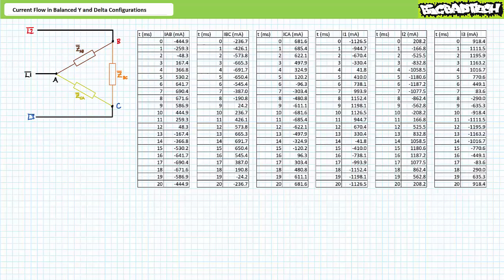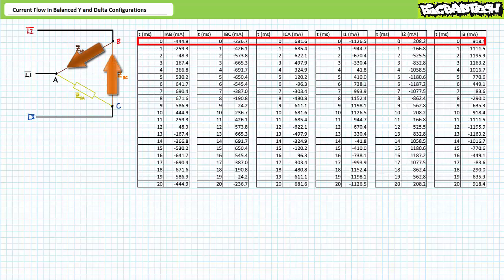Let's take a close look at a couple entries. At t equals 0 milliseconds, negative 444.9 milliamperes travels through impedance element ZAB from A to B, where the negative sign really means positive 444.9 milliamperes of current actually travels B to A. Negative 236.7 milliamperes of current travels through impedance element ZBC from B to C, where again the negative sign really means positive 236.7 milliamperes of current actually travels C to B.